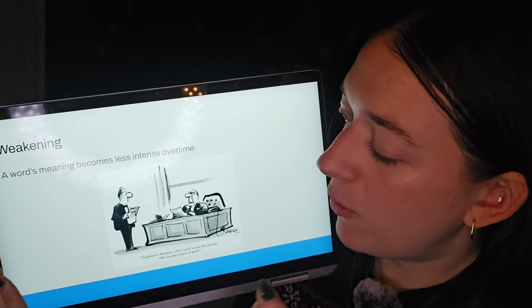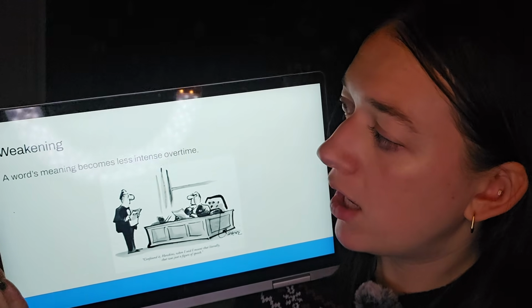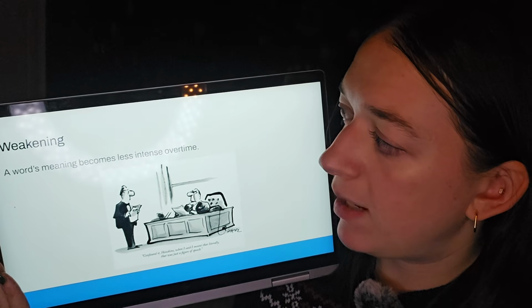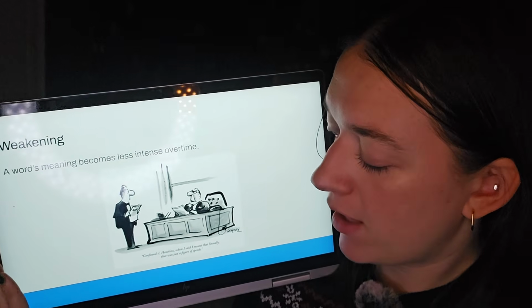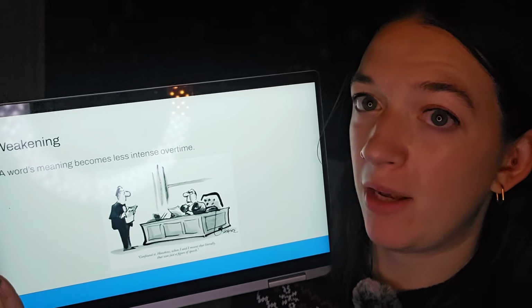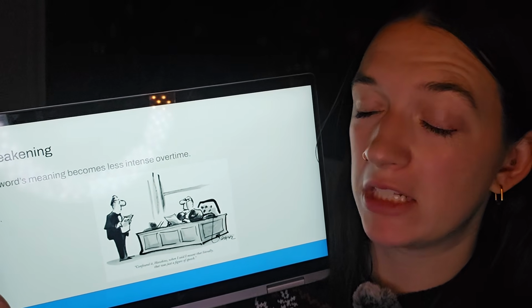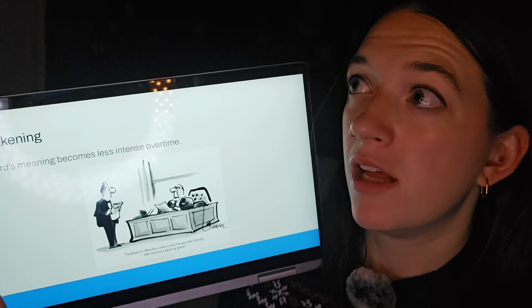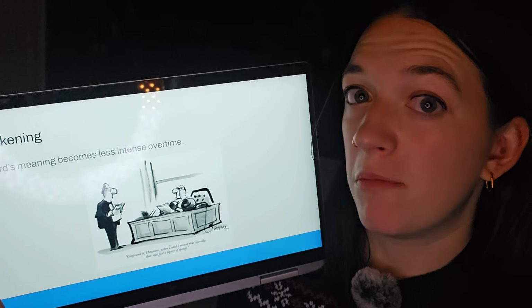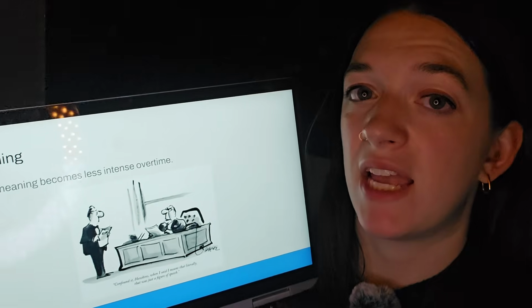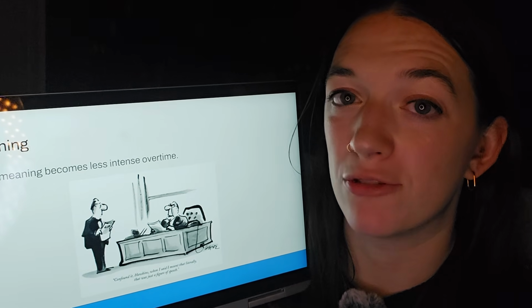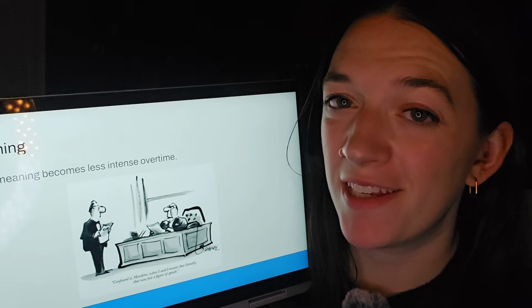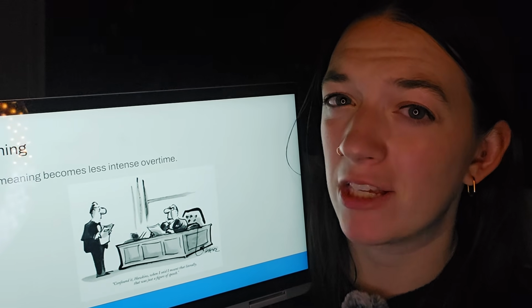And finally, we have weakening, which is when a word's meaning becomes less intense over time. So we see this happening currently with words like amazing, awesome, fantastic. You might say that cake was awesome, which means that it was really good, but not necessarily that it inspires awe.